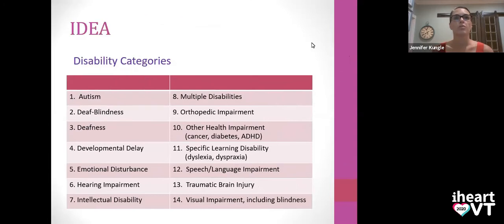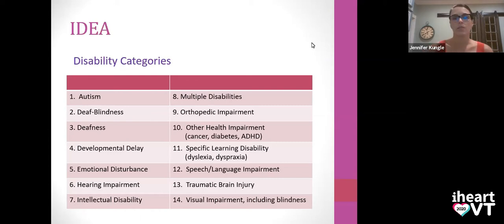So in order to follow the rules of the IDEA law, we have 14 disability categories, and they range from autism, deaf, developmental delay, hearing impairment, orthopedic impairment. Number 11, which is specific learning disability, is the most common category, and that's where dyslexia, dyspraxia, dysgraphia, all those types of disabilities fall under. That's traumatic brain injury, speech language impairment. And then all the way at the bottom, we have number 14, visual impairment, which includes someone who is blind.